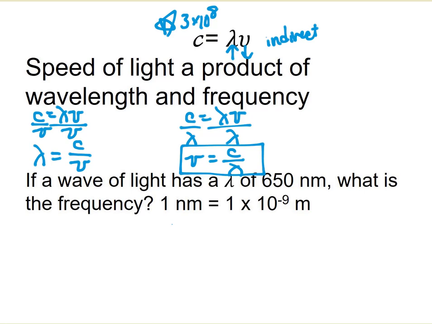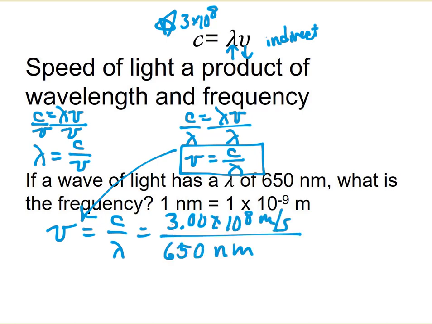Let's just do a sample problem. If a wavelength of light has a wavelength of 650 nanometers, what is the frequency? So I'm going to use this equation that I just did. I just rearranged it: the speed of light divided by 650 nanometers. And notice I wrote my units. This is going to prevent errors.